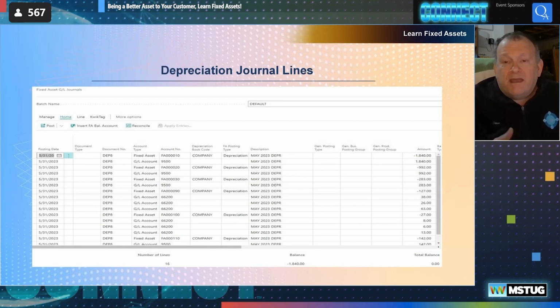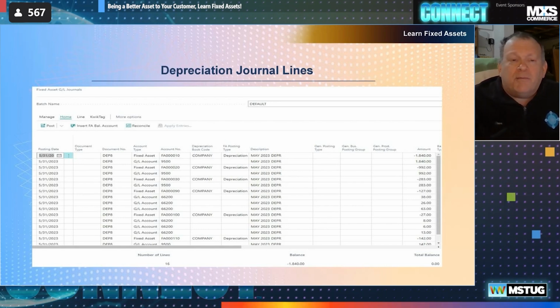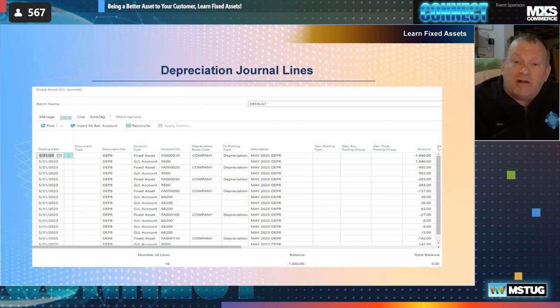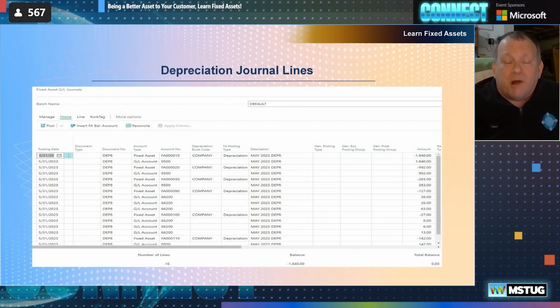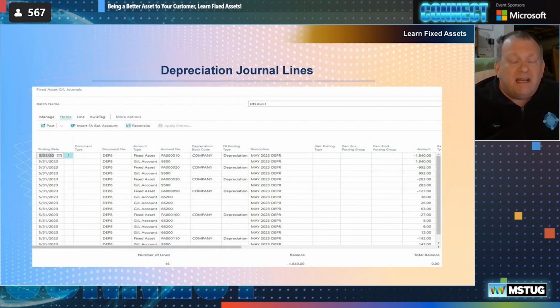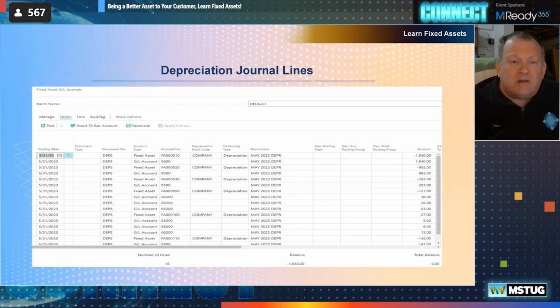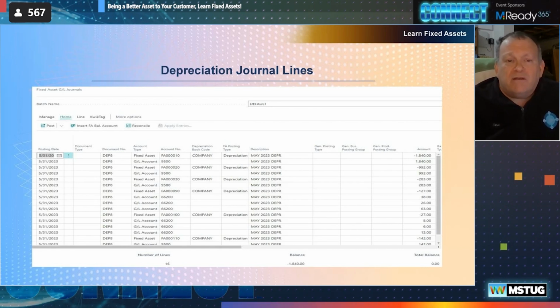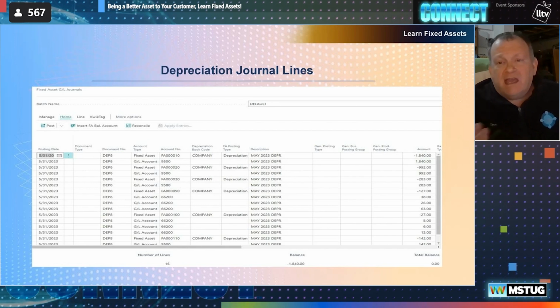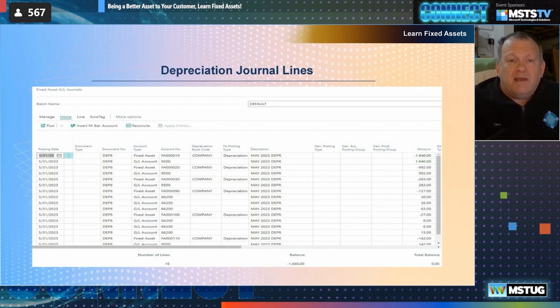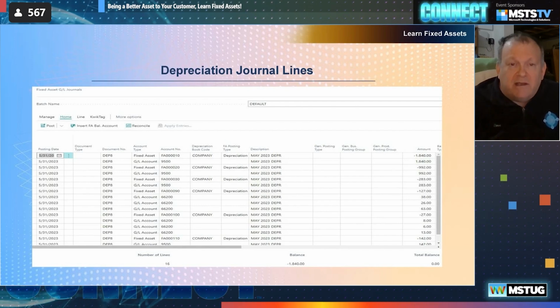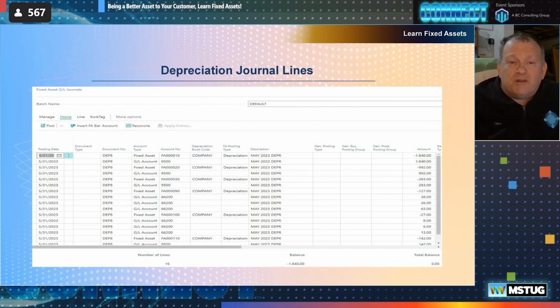Now, from a dimensional standpoint, it pulls the dimension from each asset card. So for those of you who love to have a P&L by department, it will be there. Or if you're doing P&L by projects, maybe assets go to projects, they'll also be there as well. So again, click post, click OK, and you're off and running, and it will fully integrate to the general ledger in its entirety.